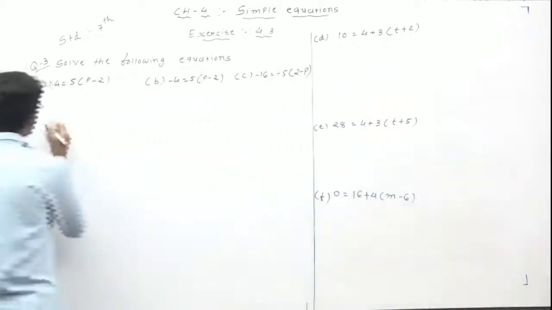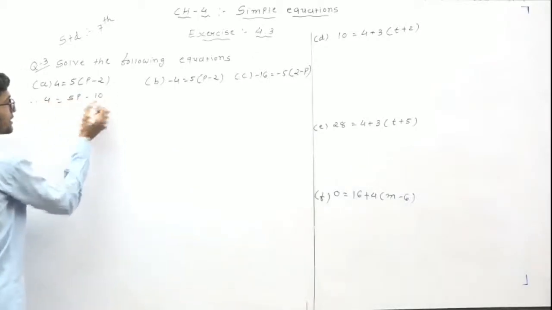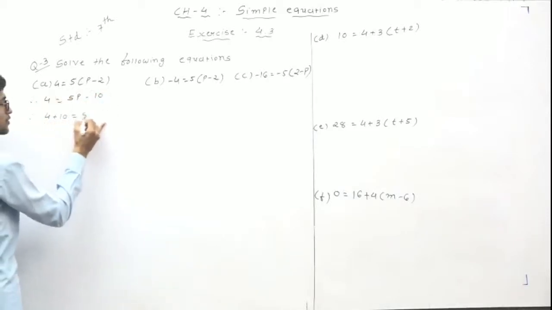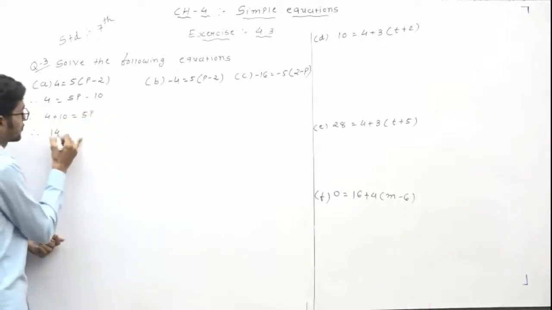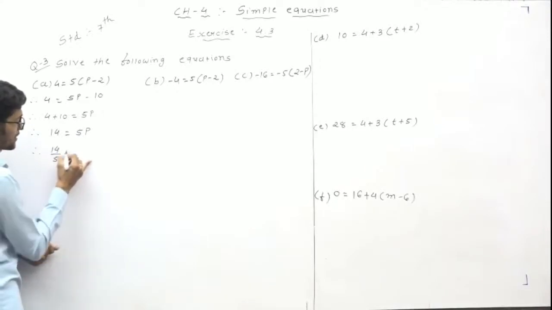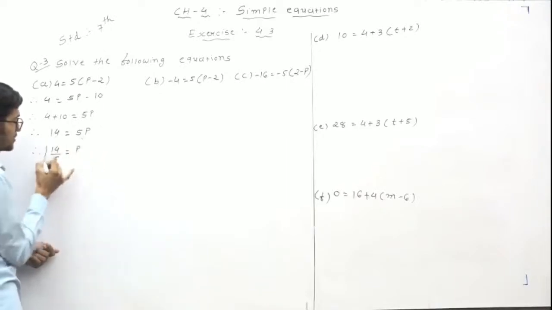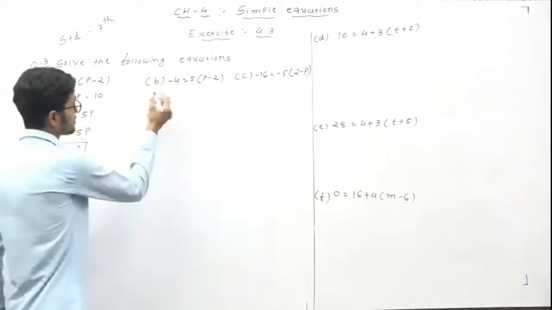Now remove the bracket. So 4 is equal to 5 multiplied by p, it means 5p, 5 times 2 is 10, but minus. Now 10 to this side, so 4 plus 10 is equal to 5p. The process is add 10 to both sides. 4 plus 10 means 14, here is 5p. 5 and p is a multiplication relation, so 5 to this side, it means 14 by 5 is equal to p. This means both sides divided by 5. Here divided by 5 cancels, only p remains. So our answer is 14 by 5. The first question answer. Same for the next one.